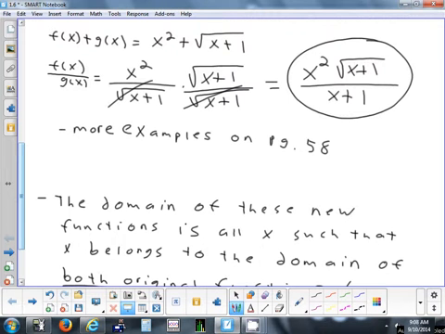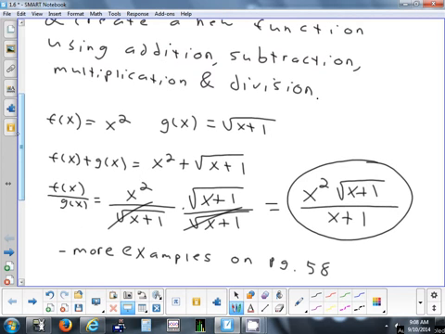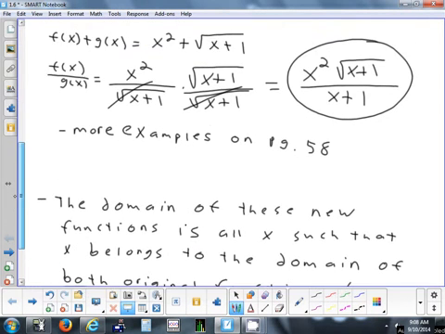So there might be some additional values that worked in both original functions. For example, looking at f of x divided by g of x, I can take -1 and square it. I can take -1 plus 1, get 0. The square root of 0 is 0. But once I divide f of x by g of x, -1 is no longer in the domain of that function. Because if I did -1 plus 1, I'd have a 0 in the denominator. So I created an extra thing I had to be careful about here. So then your domain would end up being all real numbers except -1. Well, that's part of the restriction. The other restriction is with the square root.